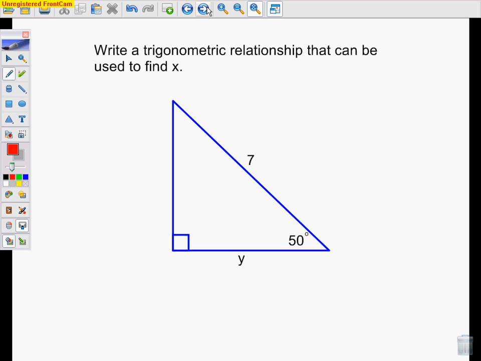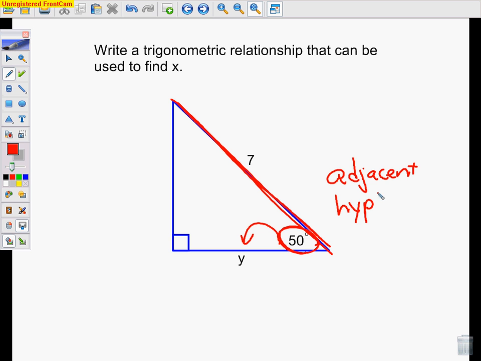Let's try one more just to be safe. All right, write a trigonometric relationship that can be used to find x. So again, they give us this angle down here. And from that angle, they give us this side. What side is that? That's the adjacent. What other side do they give us? They give us this right here. What is that? That's the hypotenuse. That's the longest side, and it's across from the right angle.